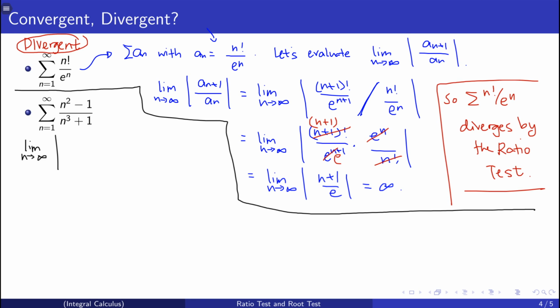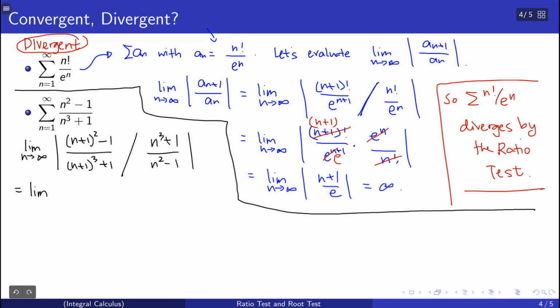Evaluating the same limit, a sub n plus 1 over a sub n. So a sub n plus 1 is what you get when you plug in n plus 1, and you divide by a sub n. And so what are we going to do here? Oh, wait. I did the reciprocal already, but I'm dividing still, so I'm dividing by n squared minus 1 over n cubed plus 1. Now this is the same thing as, rearranging terms, this expression.